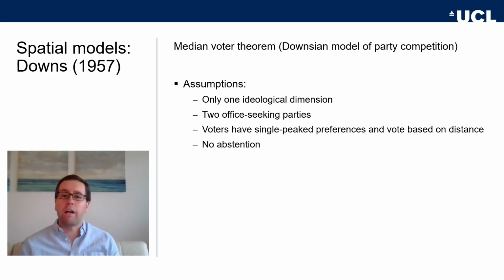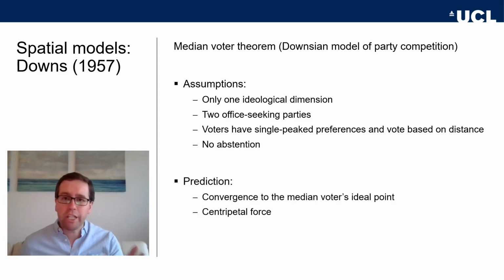Reality is more complex, and we can think about modifying these assumptions, but we've made some simple assumptions, and taken together with the process, the model generates some very crisp predictions. It predicts convergence to the median voter's ideal point, or at least some sort of centripetal force. And so in a way, this of course explains why in many two-party systems there's some pressure to converge to the center. Extremist candidates don't tend to do particularly well in elections in two-party systems, or do they?